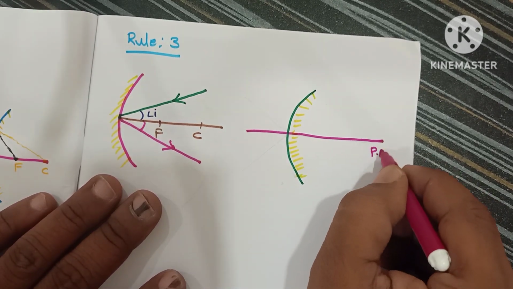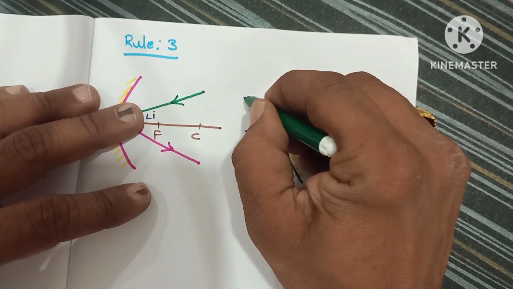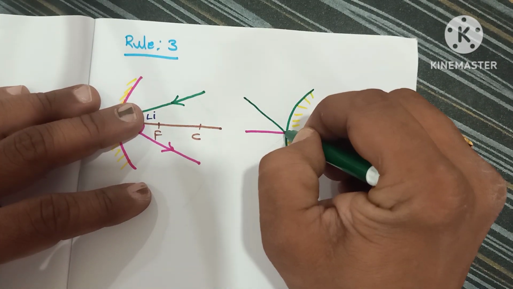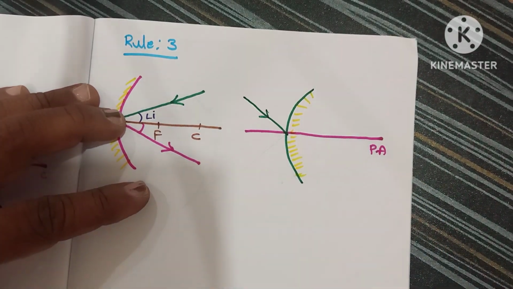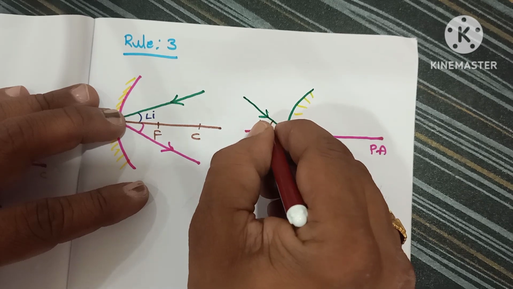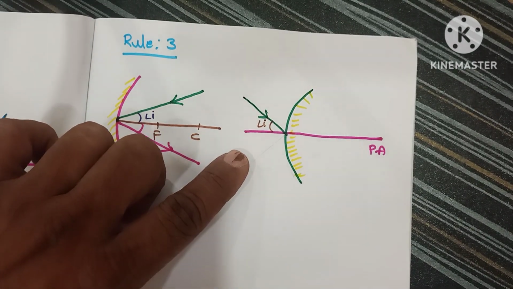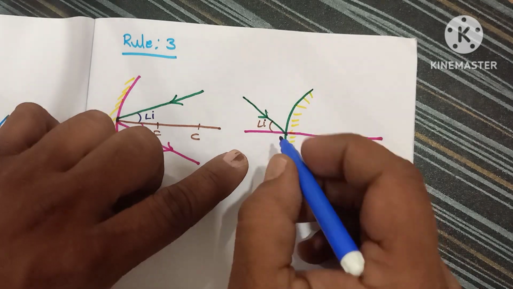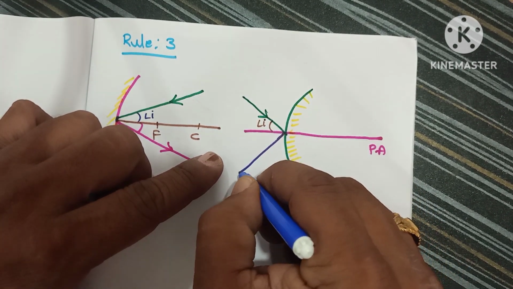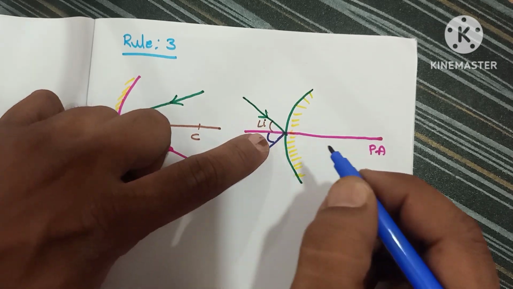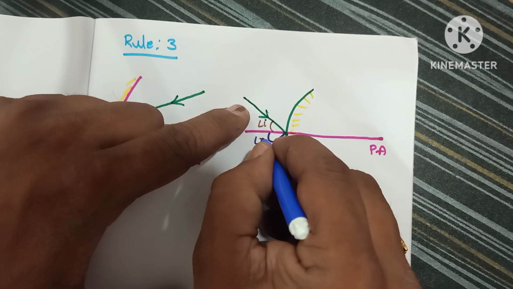Now we will consider an incident ray, incident at the pole. This is the angle of incidence. The principal axis itself acts as a normal, so this ray gets reflected from the pole with the angle of reflection, which is equal to angle I, called angle R.